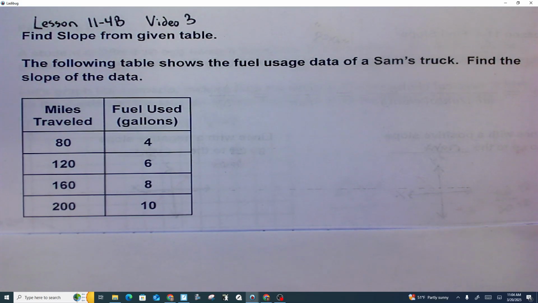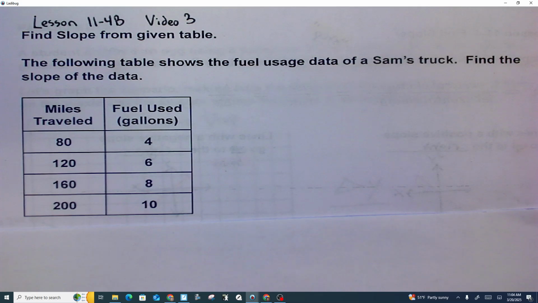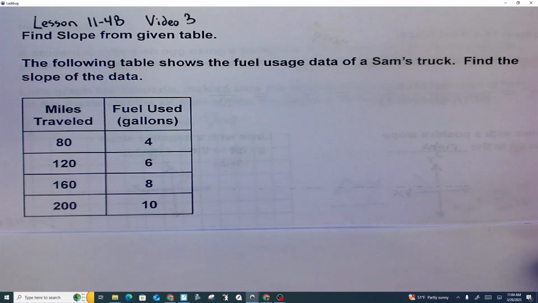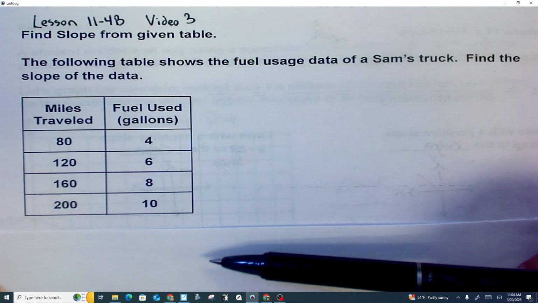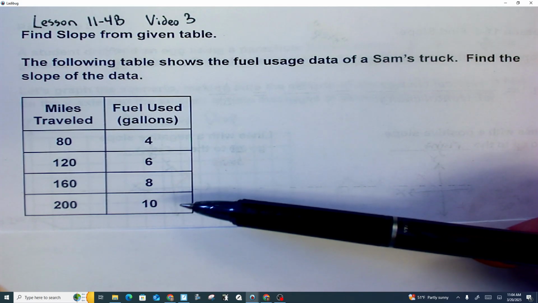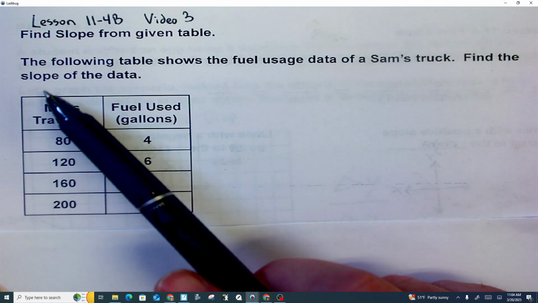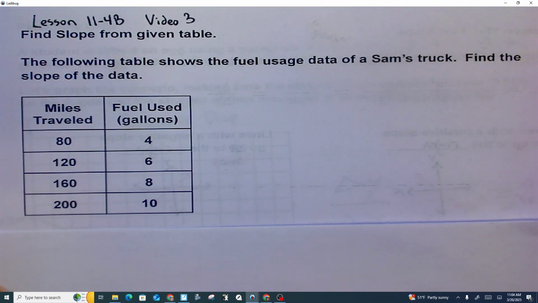Alright guys, we're wrapping up the last part of lesson 11-4B. This is our third video. This is page 10 on your notes there. And the following table shows the fuel usage data of Sam's truck, right? And we need to find the slope of the data. Remember, that's the same thing as rate of change, or we used to call it step, right?